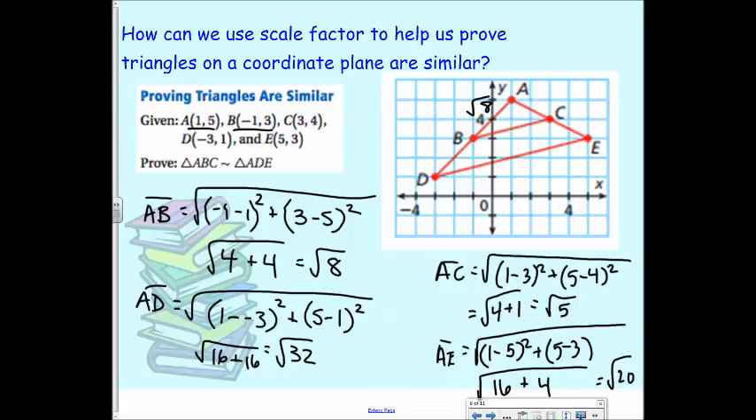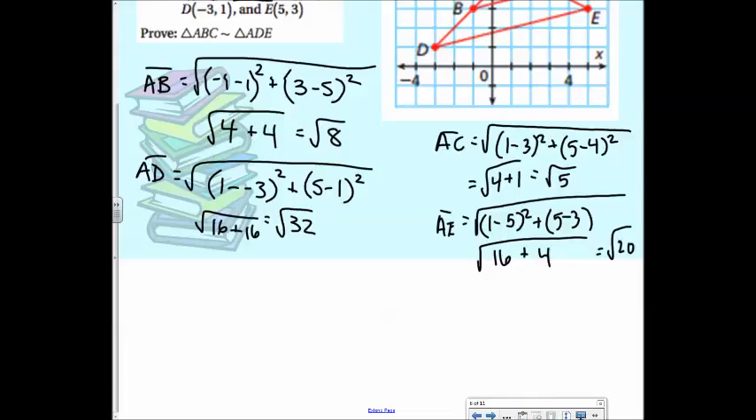What do you do to get from here to here? From here to here. Multiply by 4. What do you do to get from here to here? Multiply by 4. So are those proportional? So are those triangles similar? Yes. Okay. Square root of 8 over square root of 32 is equal to square root of 5 over square root of 20. And the scale factor would be times 4.